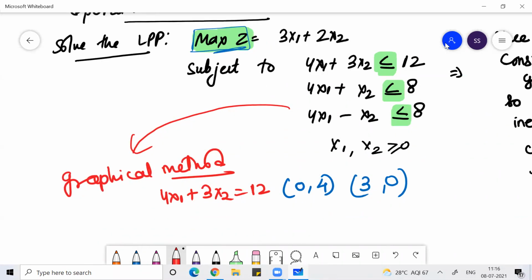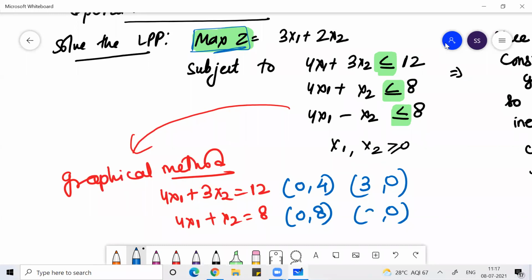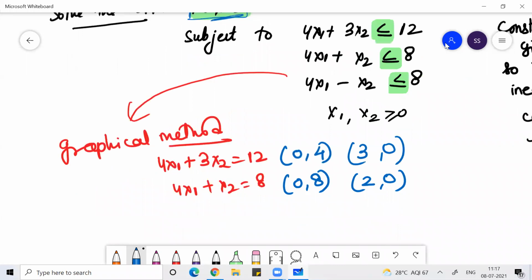Similarly, the second equation is 4x1 plus x2 equal to 8. Put x1 as 0, then x2 is 8, and if I put x2 as 0, then x1 is 2. So I'll get the second coordinate. The third equation is 4x1 minus x2 equal to 8. I hope you remember this. We have discussed the graphical method, right?